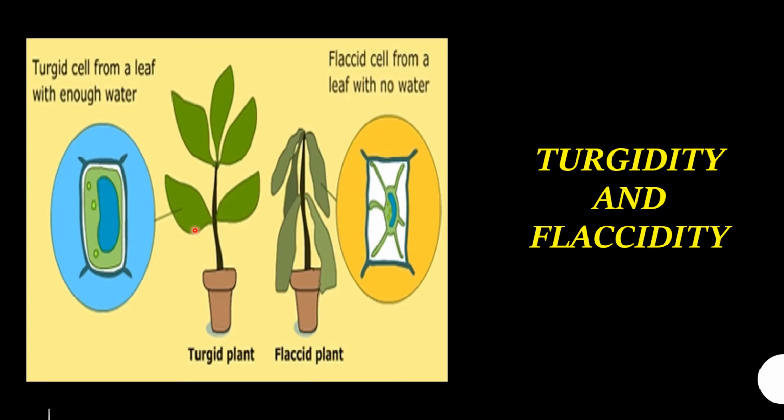Suppose you are watering every day, the plants become fresh, right? Then all the cells of the plants are getting enough water. All the cells are in turgid condition. That type of plant we call a turgid plant. We are discussing turgidity and flaccidity in detail in the coming slides.